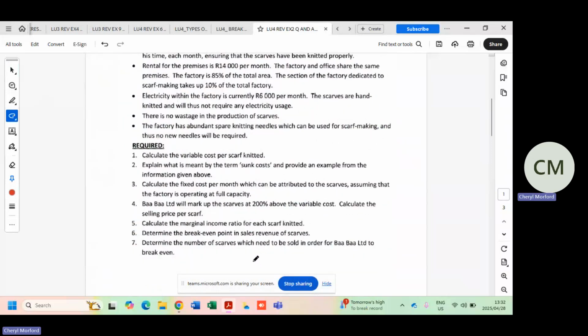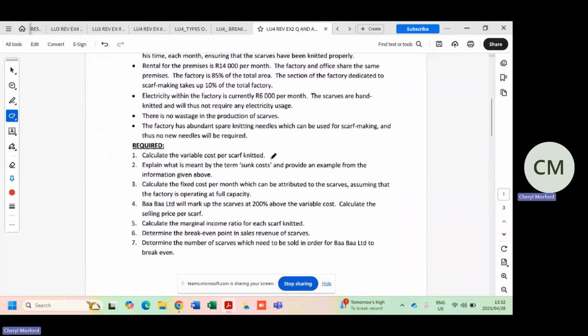So one of my first recordings was on all of the different types of costs. Just to remind you, we have product cost or period cost, fixed cost or variable, controllable or uncontrollable, sunk cost, and opportunity cost. So let's have a look at number 2.